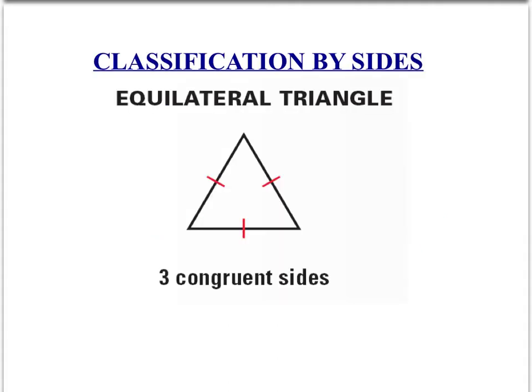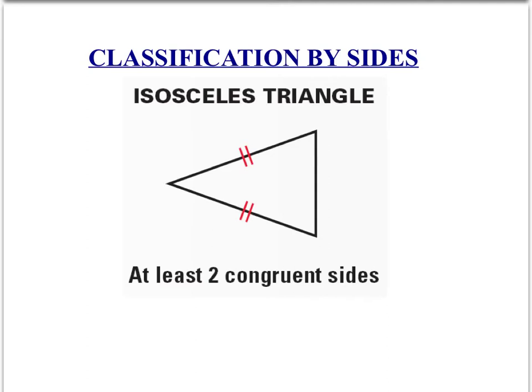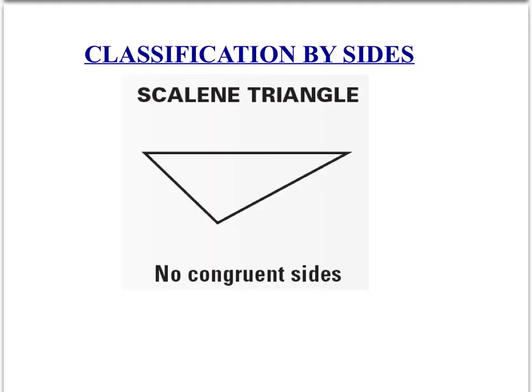Okay, so classification by sides. So equilateral triangle, we have three congruent sides. Right now we're just classifying these triangles by their sides. Isosceles triangle, remember that's at least two congruent sides. So one thing about isosceles triangles is, the key word is at least, meaning you could have three congruent sides. If you have three congruent sides, it's still technically an isosceles triangle, but obviously an equilateral triangle as well. Classification by side, scalene triangle. So for scalene, none of these sides are congruent.